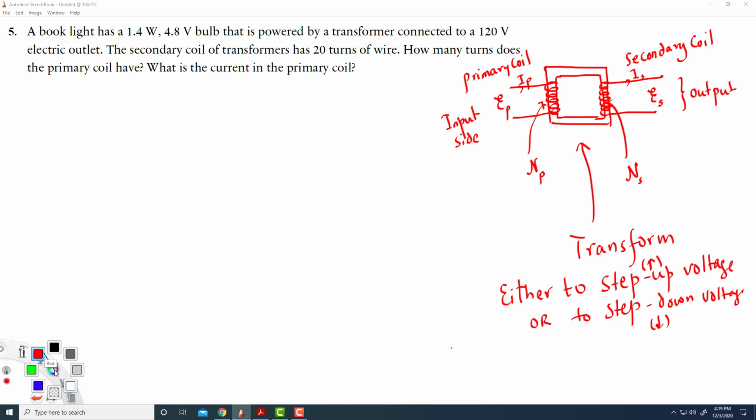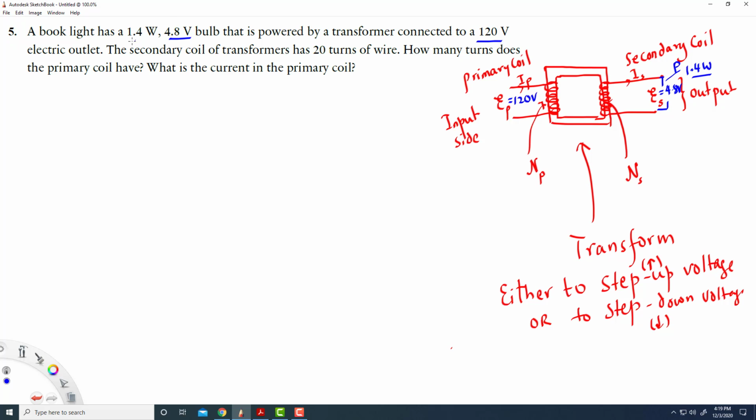Okay, so we are connecting this primary side to a 120 volt power outlet, and we are getting 4.8 volts on this side. So this is the secondary voltage and that's the primary voltage, and we are using that voltage to light a 1.4 watt bulb. Okay, so that's the power.